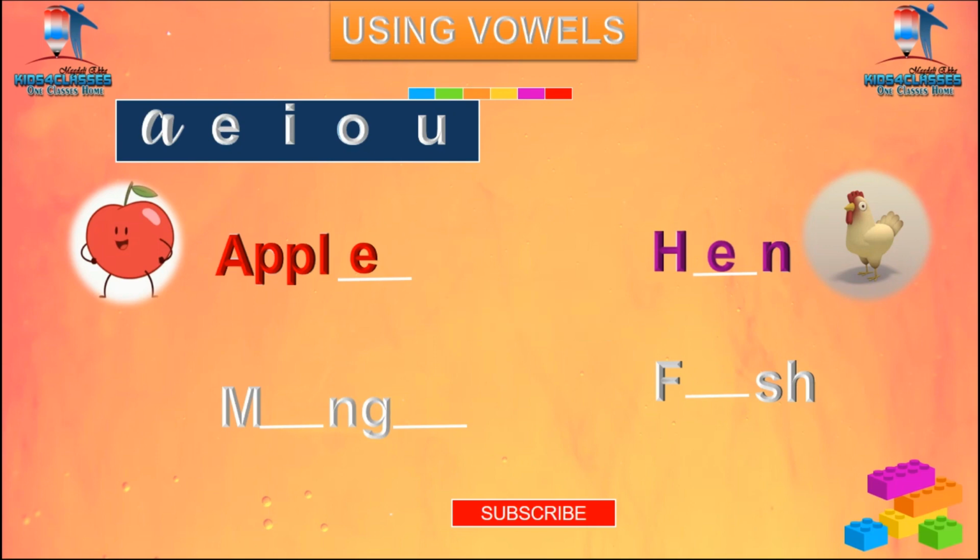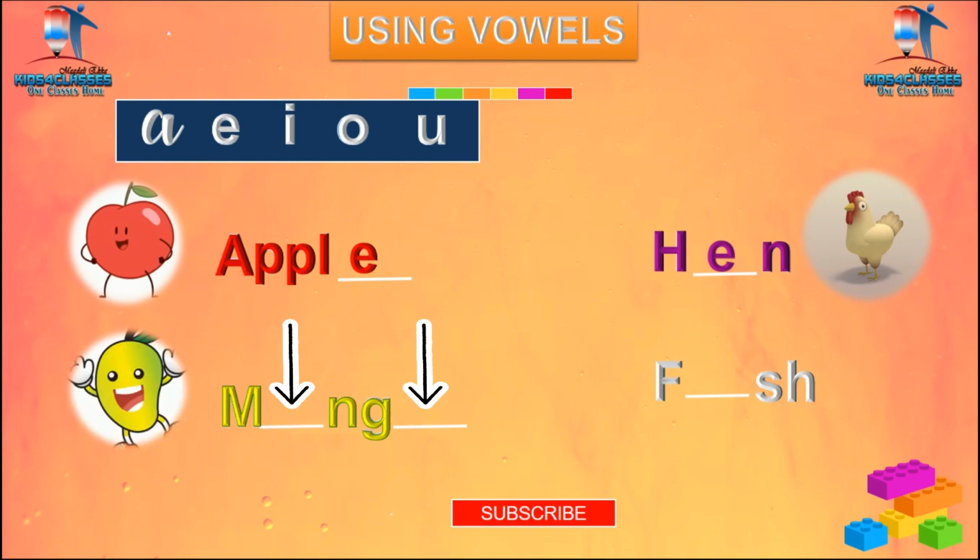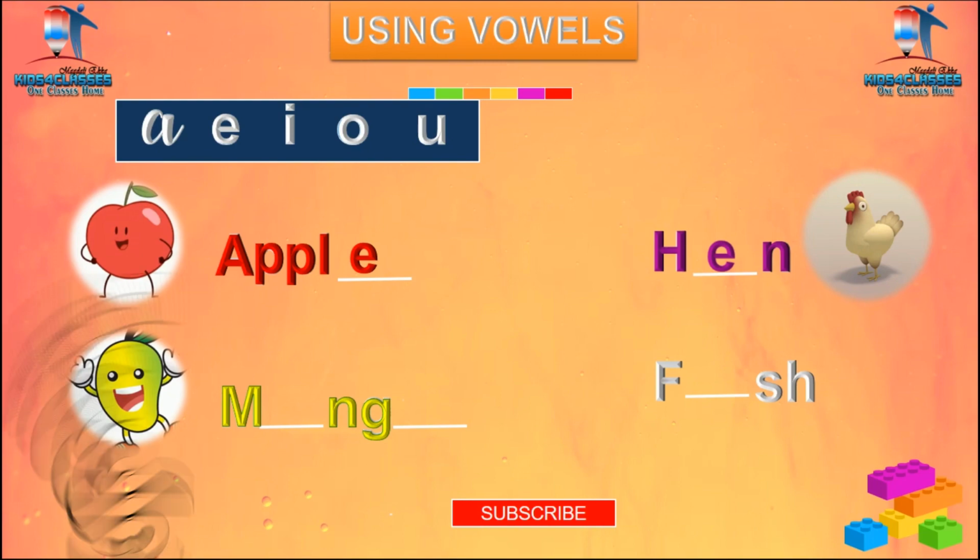Children, can you tell me the name of this picture? Yes, very good. This is a mango. So let us spell together. M, A, N, G, O. Mango. Here, 2 letters are missing. Can you tell me children? Excellent. A, N, O. So children, which letter will we write here? Yes. A. And here? Yes. O.